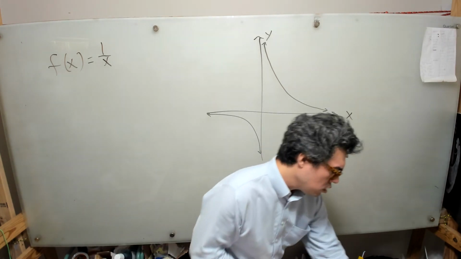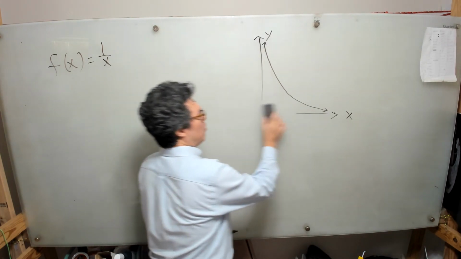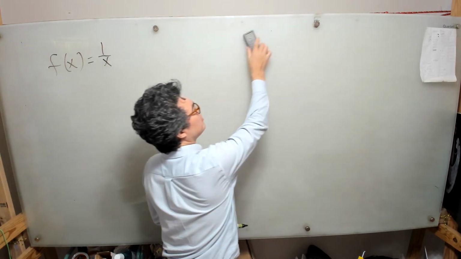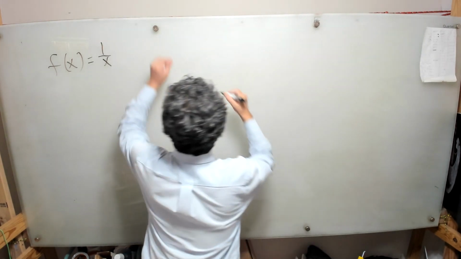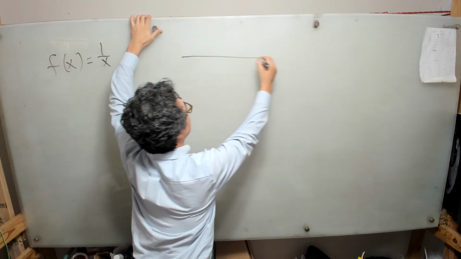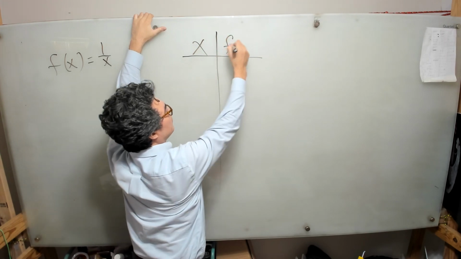Okay. So now what I'm going to do is make a small table, and I want you guys to stick with me here, okay? So let's look at some particular x values, okay?